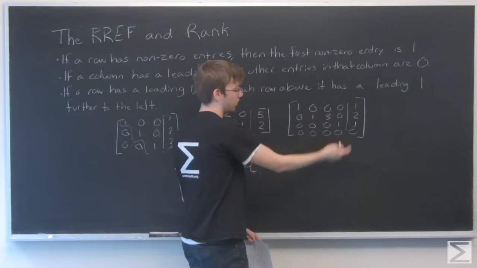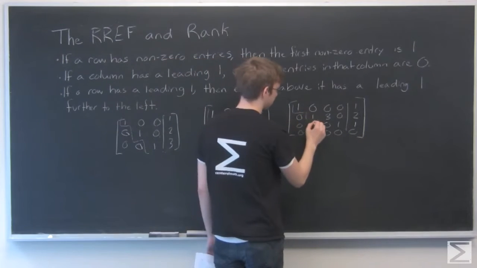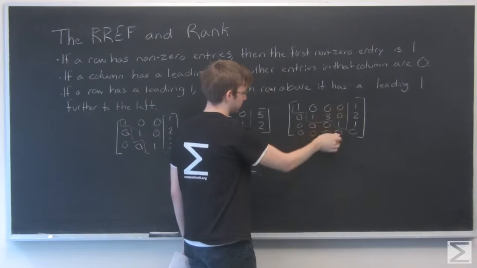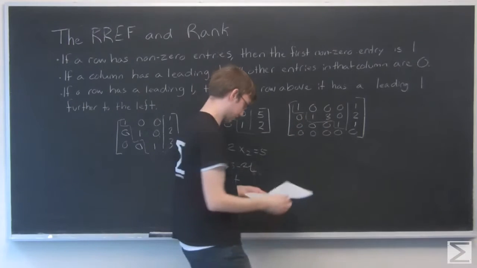Notice in this one we have a row all of zeros. That's fine. We can do that. We still have this staircase pattern. Ones are the only ones in the columns. And each row begins with a one.